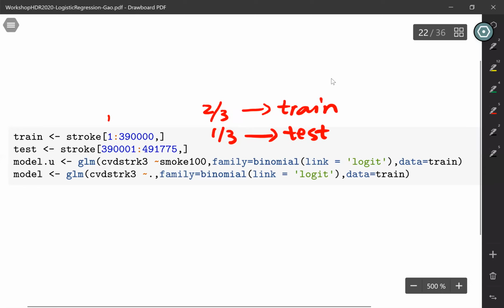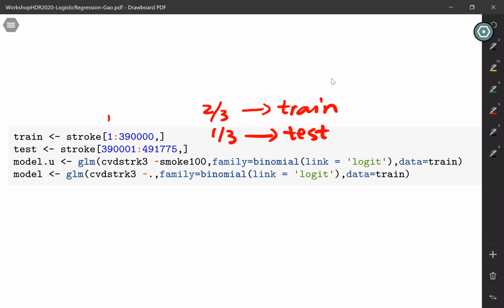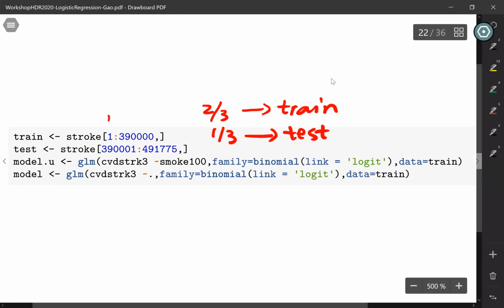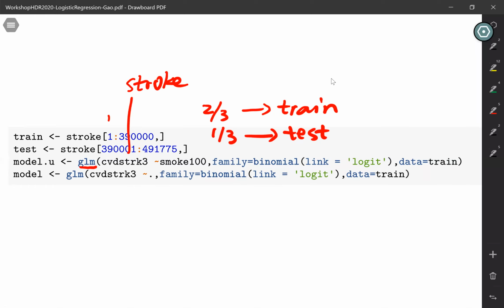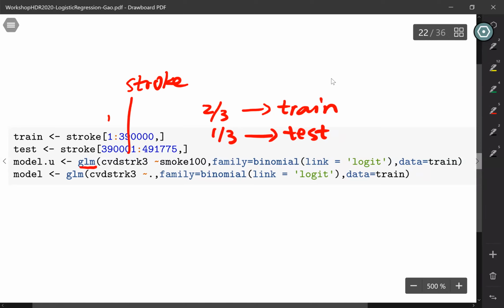And then we are ready to conduct logistic regression using the GLM function, right? I'm going to show you the first one, where I just use a univariate model. So you see here GLM, the function I just talked about a moment ago, and then CVDS stroke 3. This is the Y variable, stroke and not stroke. And now you understand we just code it as 1 or 0, right? And then I want to use whether the person smokes 100 cigarettes or not to predict.